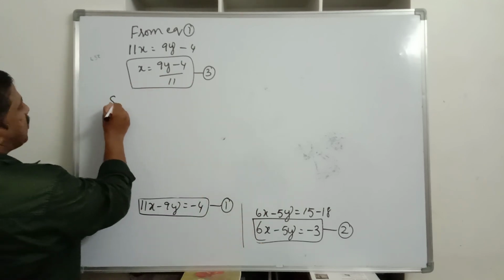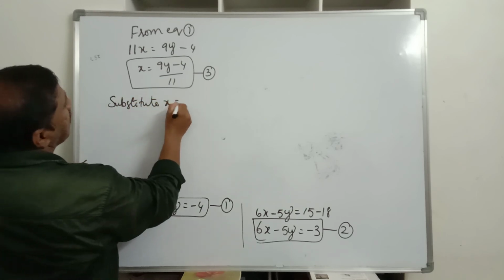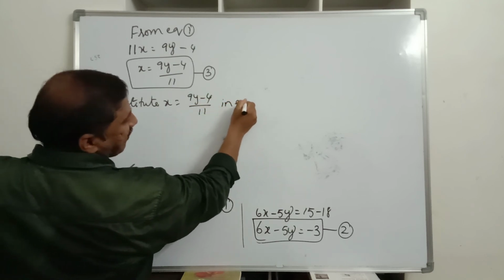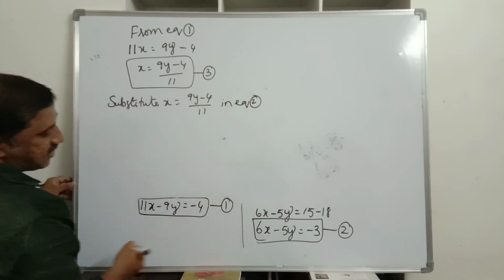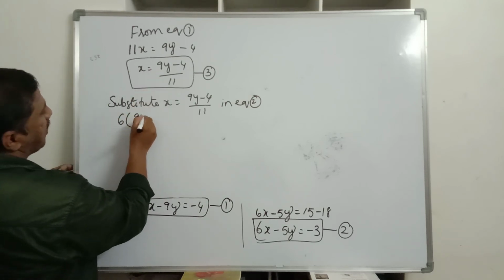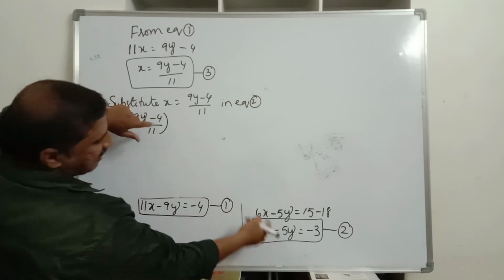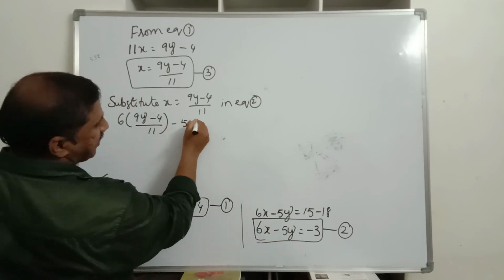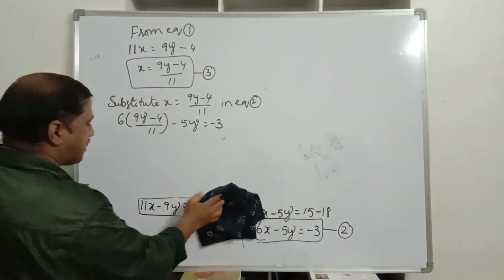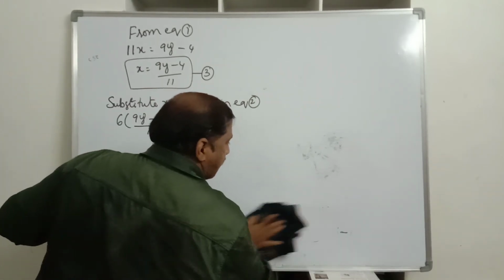Now substitute equation number 3 in equation 2 in the place of x. That is, substitute x is equal to 9y minus 4 divided by 11 in equation 2. So what is equation 2? Here it is 6x, that is 6 into x, which is 9y minus 4 by 11, minus 5y, that is equal to minus 3. Now simplify this.